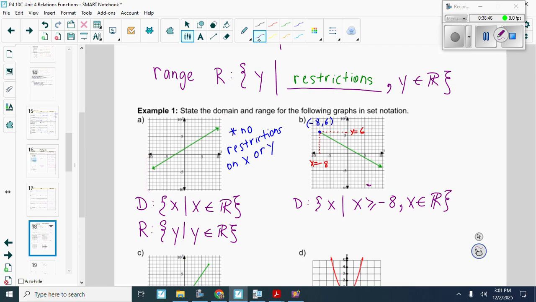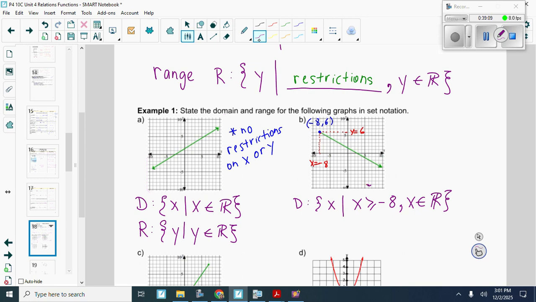So there's three parts in your curly brackets. There's stating the variable that we're talking about with the bar. Then if there's any restrictions, you put those in, and you always end with x belongs to real numbers. With restrictions or without restrictions, it always has this x belongs to real numbers.